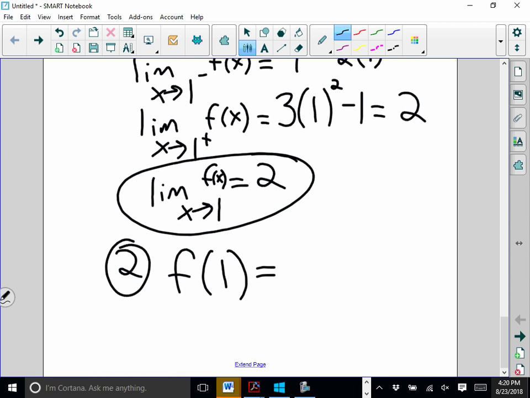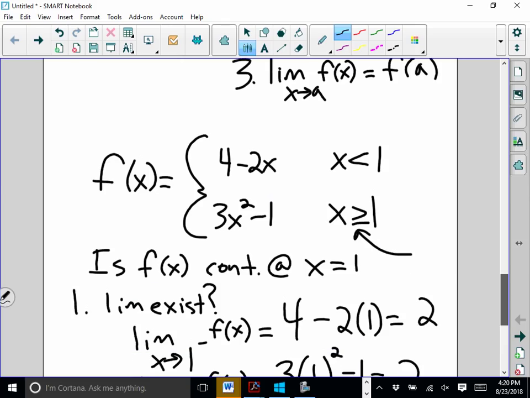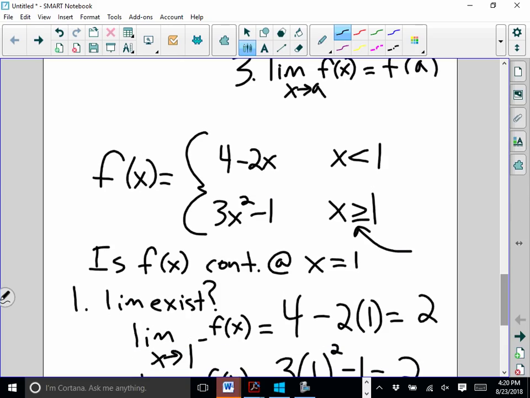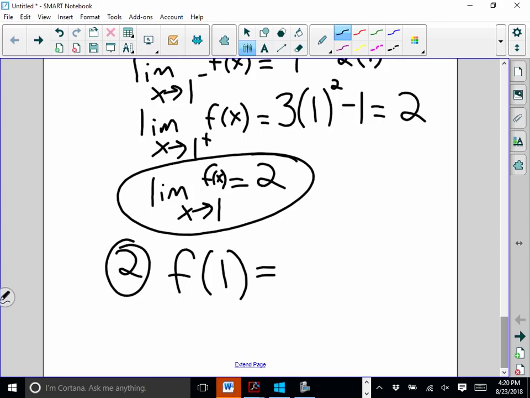And now, although we already did this work for f of 1, I just want to make it super clear which function we're using for f of 1. We have to use the function 3x squared minus 1, because that's the one that's actually defined at 1. So let's plug it in and see what we get. We already did this for our right-hand limit, but again, on the AP test, you're going to need to be very thorough in your explanations. So now we know that f of 1 equals 2.